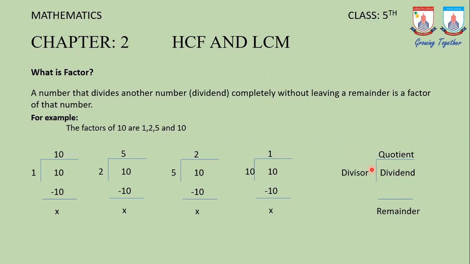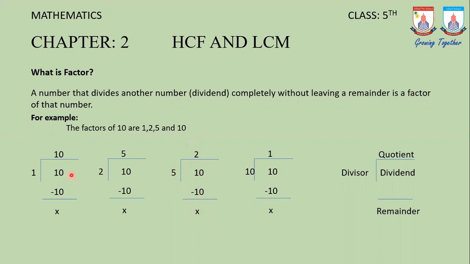On the right hand side, there is some terminology of division. The number at this place I am indicating is the dividend. The number I am indicating with the red dot is the quotient. The number at this place is the divisor, and the number at this place is the remainder. In this case, the remainder is 0, which I have indicated with a cross sign.